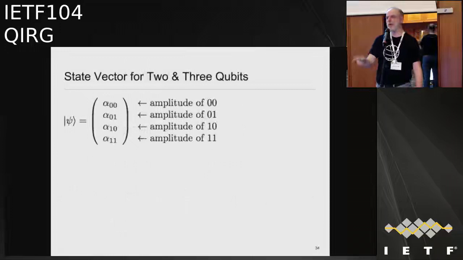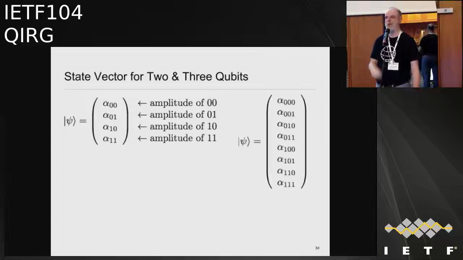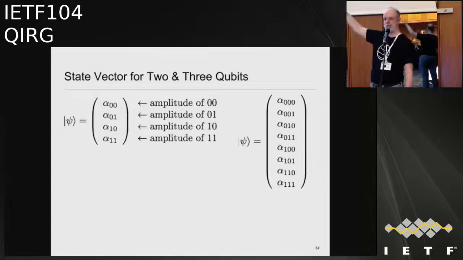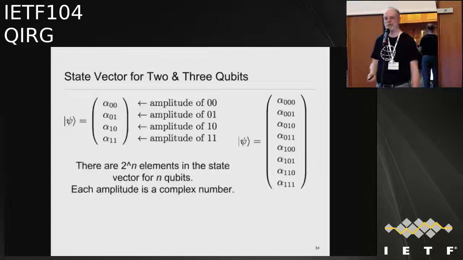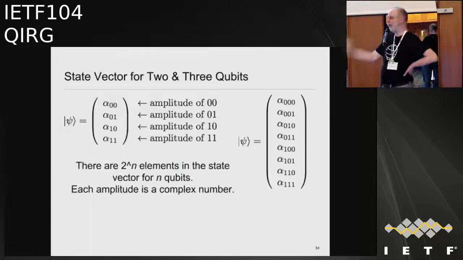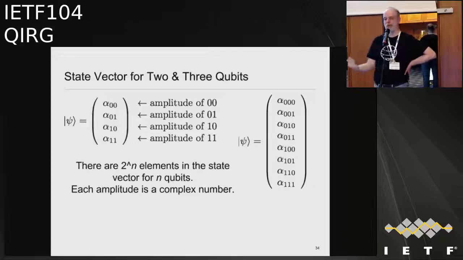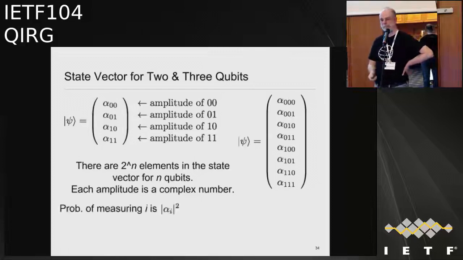When you have 1 qubit, you have 2 amplitudes because you have 2 states, 0 and 1. When you have 2 qubits, you have 4 states, so 4 amplitudes: 00, 01, 10, 11. When you have 3, you have 8 amplitudes, and you can go on from there, an exponentially large number of possible amplitudes. There are 2 to the n elements in what we call your state vector, which describes the system, and each one of those amplitudes is a complex number when you have n qubits in your system, okay?